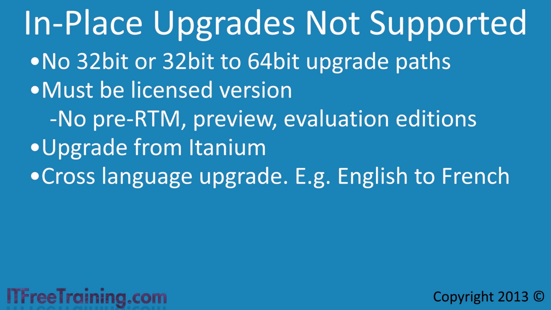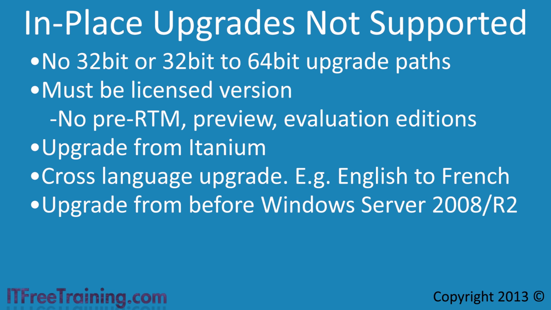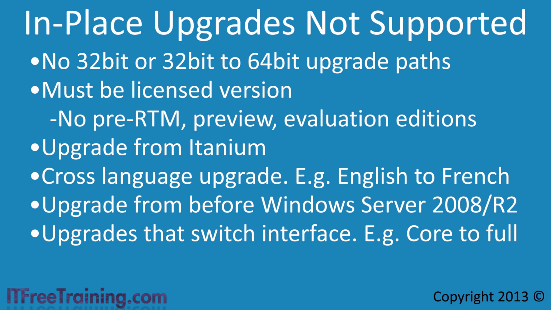In order to perform an in-place upgrade, you require Windows Server 2008 or above. If you are upgrading to Windows Server 2012 R2, you will require Windows Server 2008 R2. Previous operating systems are not supported. A workaround is to upgrade the existing operating system to a supported system and then upgrade that operating system to Windows Server 2012. The last in-place upgrade that is not supported is one which changes the interface, for example, from Core to Full. Once the upgrade is complete, there is nothing stopping you from removing the interface or installing the full interface.